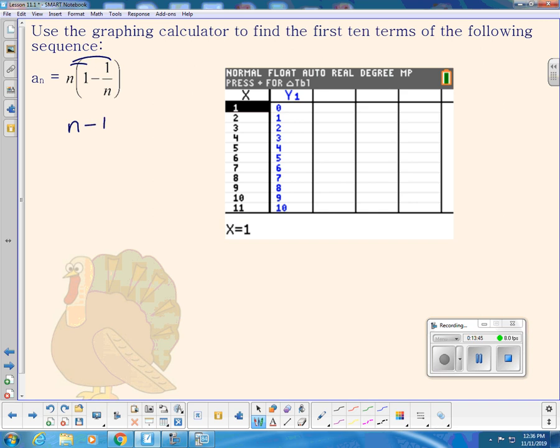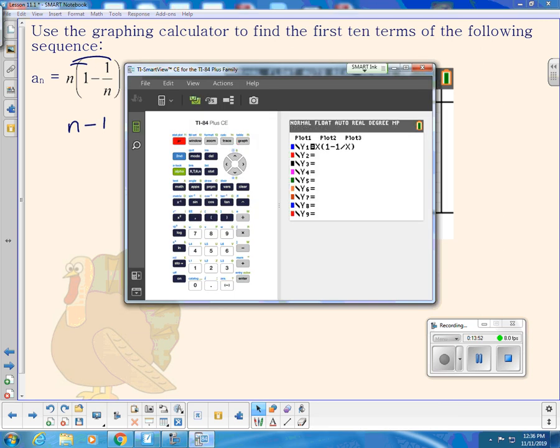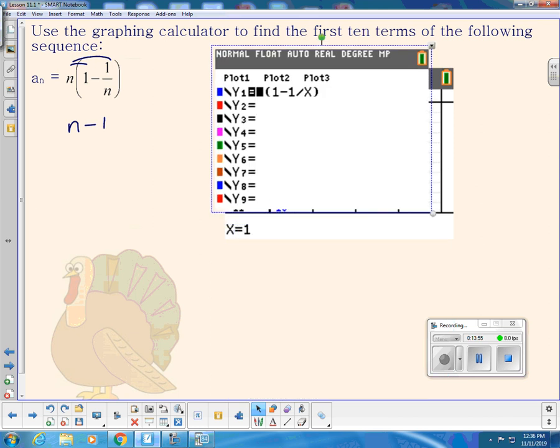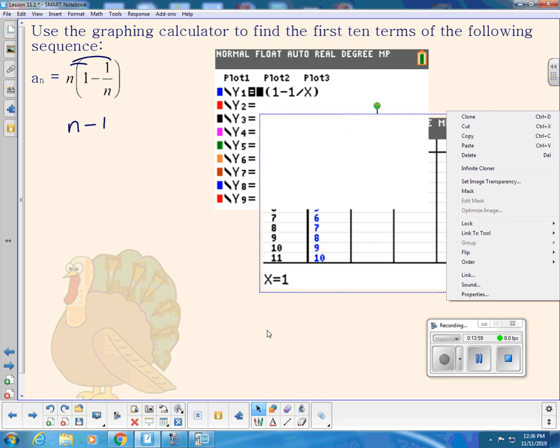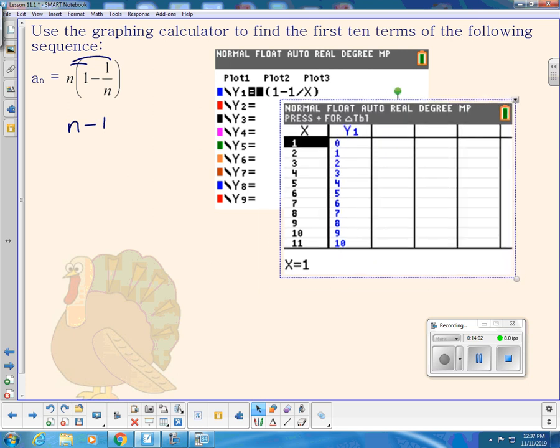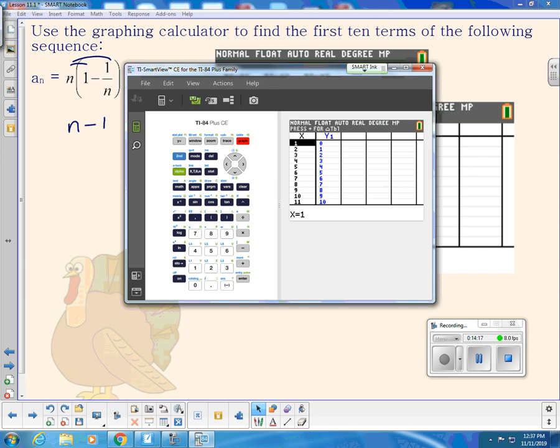Go to y equals. Type in the equation. You got that? And then I want to go to table setup, which is second window. You want to start at 1 and go by 1s. So 1, 1. And then hit second graph, which is your table. Sorry, second table. Get it?